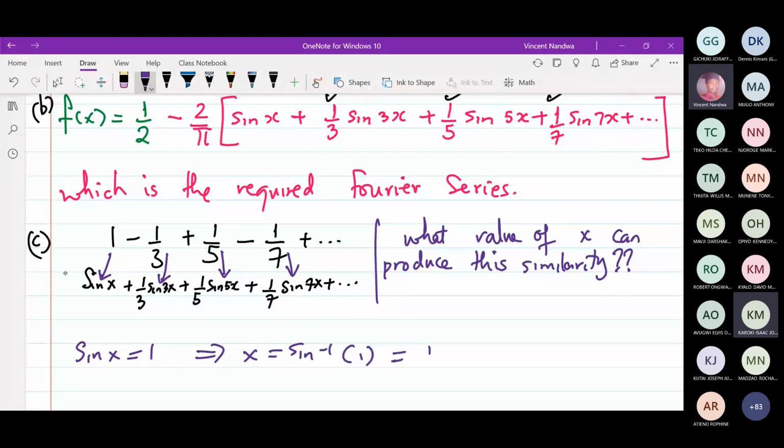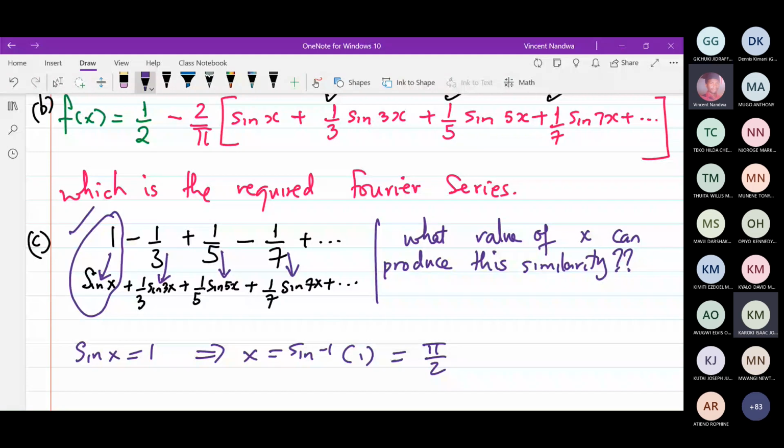Is it true that the second term will also agree? If you put 90 degrees where there's x, if you multiply a third by sine of 3 times 90 degrees, does it give you negative a third? Yes. And then is it true that sine of 5 pi over 2 is the same as 1? Yes. Does it also work for the next term, sine 7x? Yes, it works. All right, good.